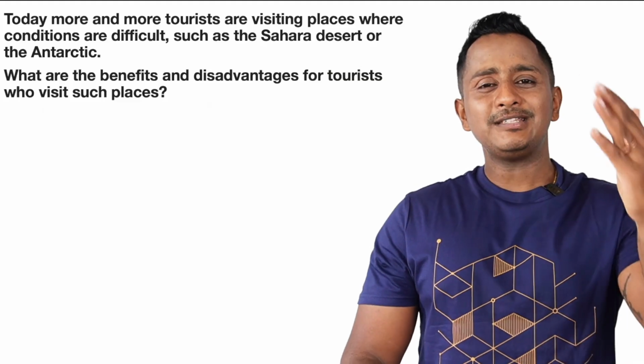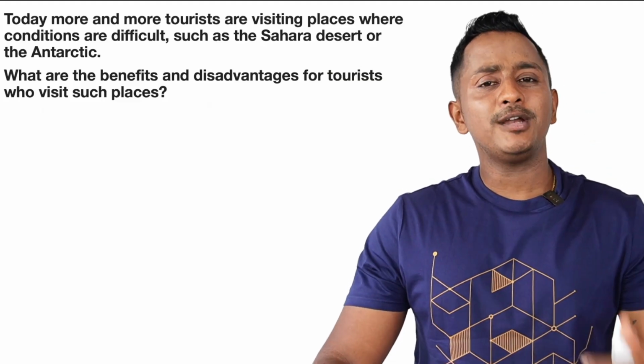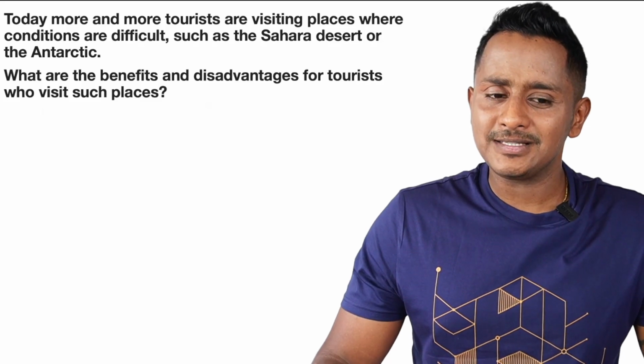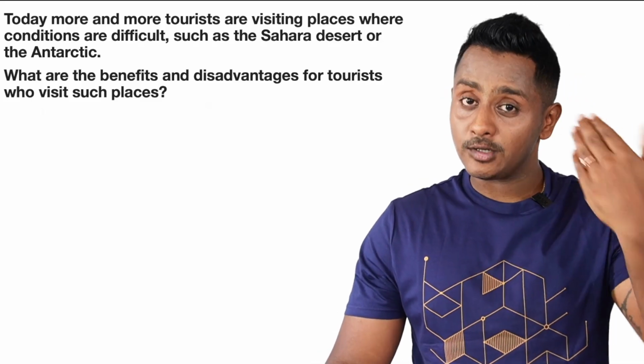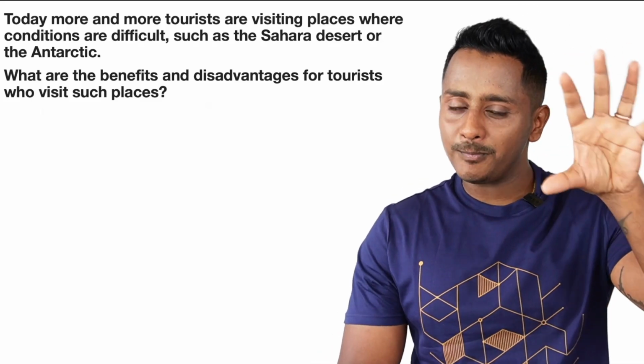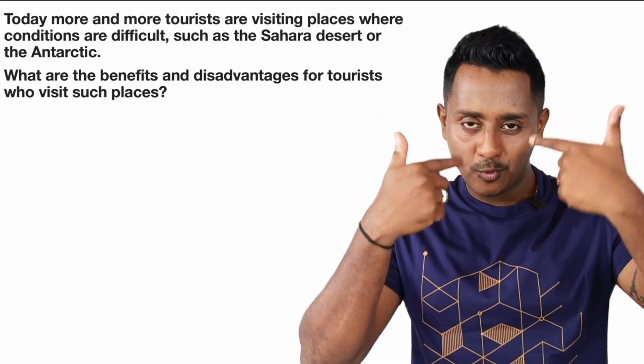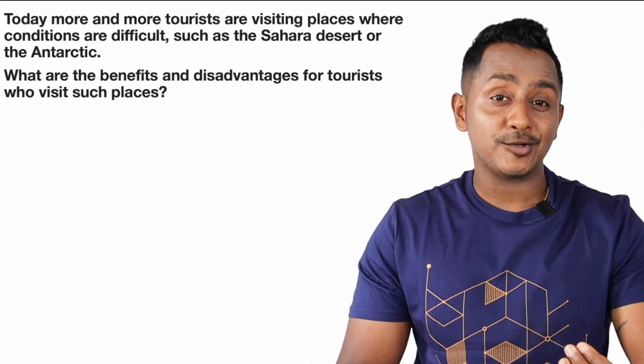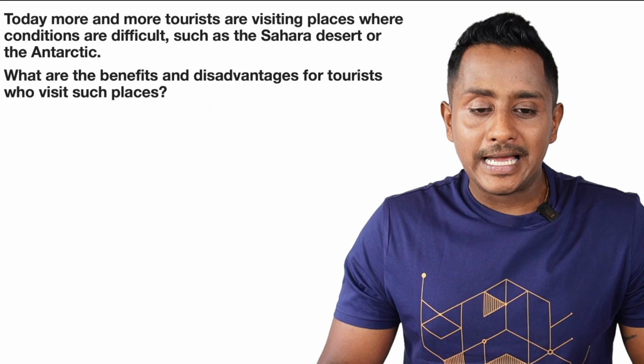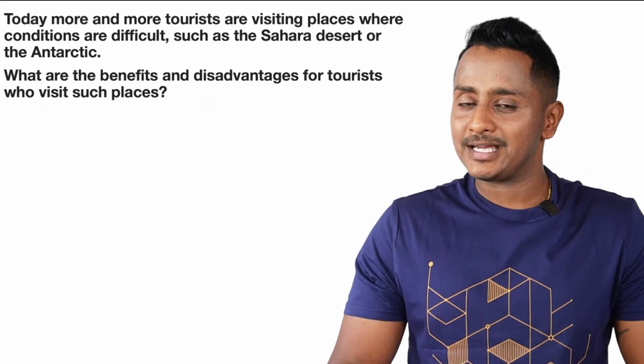Here you go. Let's look at the same question. Today, more and more tourists are visiting places where conditions are difficult, such as the Sahara Desert or the Antarctic. That's the topic sentence, the topic statement. What is the actual question? The next part that follows is the actual question. What are the benefits and disadvantages for tourists who visit such places?